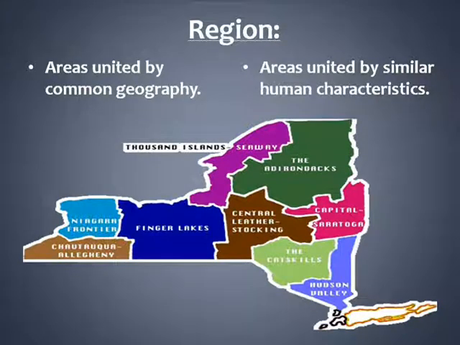And the final theme that we come to is the theme of region. Regions are areas united by common geography and areas united by similar human characteristics. And just in New York State, we've got several different types of regions. We have the Finger Lakes region, which is where we all live here. And that's known for all of the beautiful lakes that are in this part of New York State. There is also the Adirondack region, which is where the Adirondack Mountain Park is. Furthermore, there is the Saratoga and Capital region, where the capital of New York State is, which is Albany.